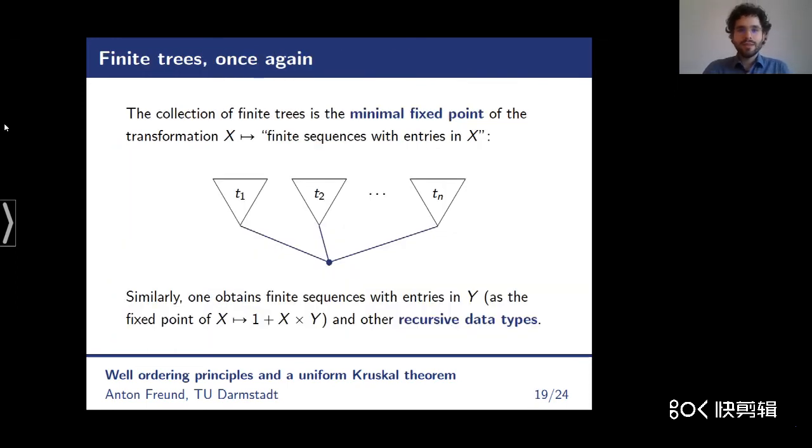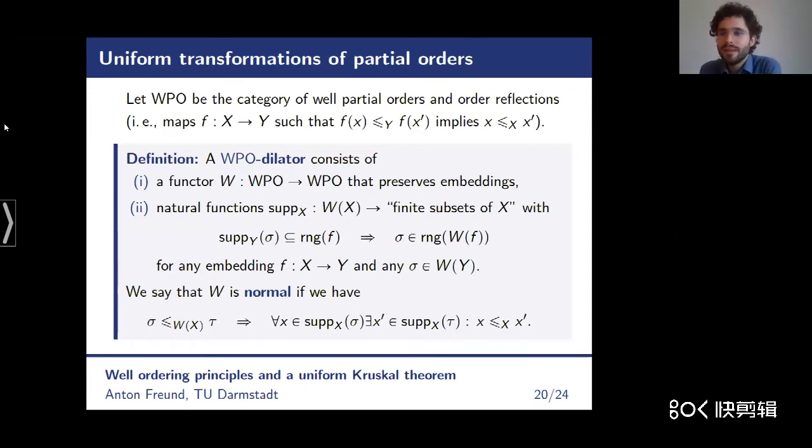Okay, now the big question, if we want to make this general, if we want to consider minimal fixed points of general transformations, then the big question is, what should these general transformations be? And the answer is, well, we already know which general transformations of ordinals we want to consider, namely the delators. So we simply transfer that definition to the context of partial orders, because now with sequences and trees, in the context of Kruskal's theorem, we are in the setting of partial orders again.